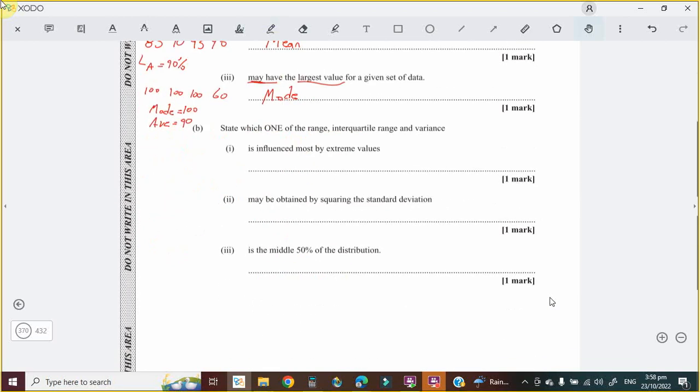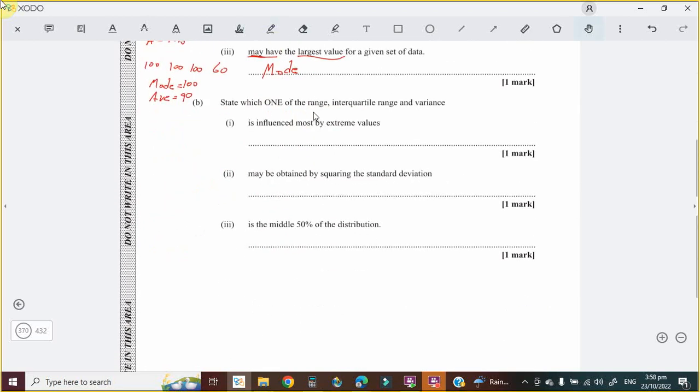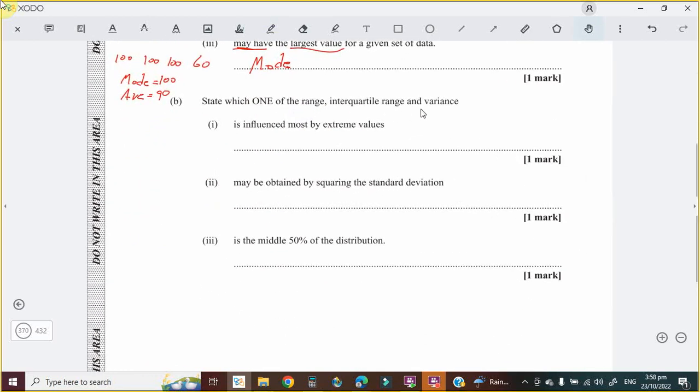Now the next one, part B, state which one of the range, interquartile range, and variance. Always remember what variance is. Number one, is influenced most by extreme values. Which one is this? Range, very good. May be obtained by squaring the standard deviation. Variance, literally, look how easy. Is the middle 50% of the distribution.